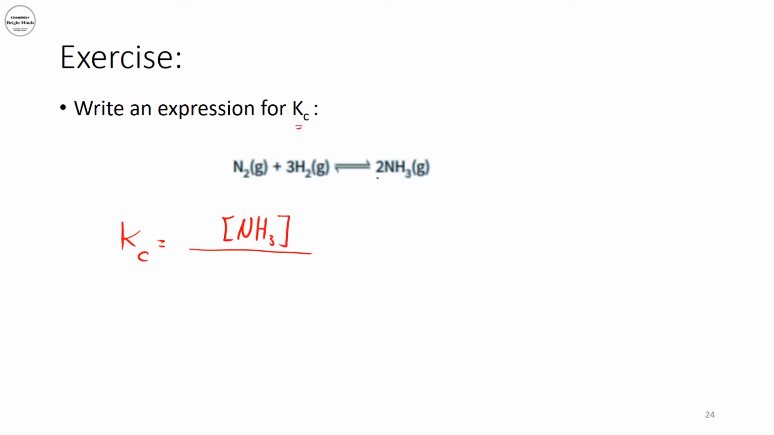to the power of the number of moles. In here I have 2 moles, divided by my reactants, and in here I have nitrogen gas to the power 1, we usually don't write the 1, multiplied by hydrogen, and I have here 3 moles, so I write the power 3. This is my equilibrium expression, and this is my equilibrium concentration.